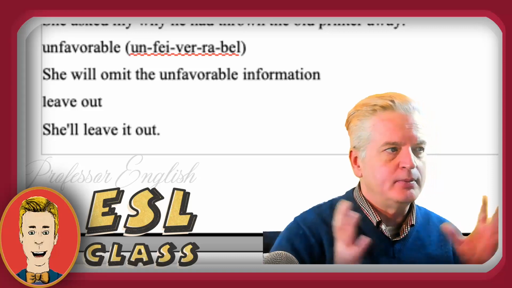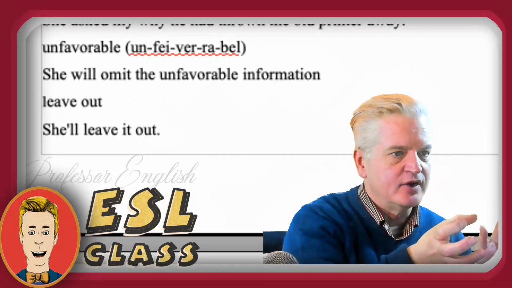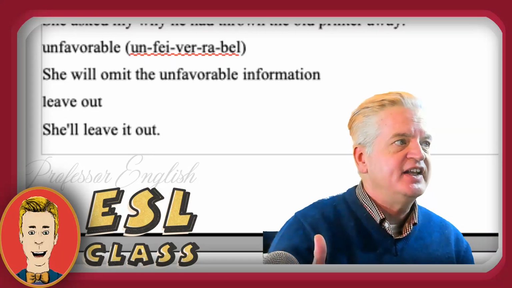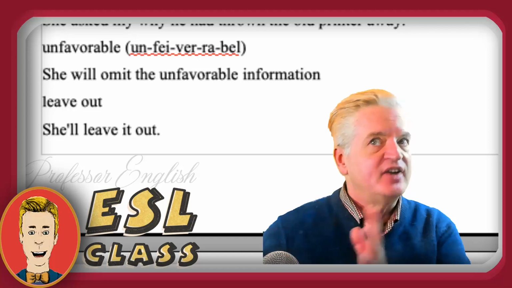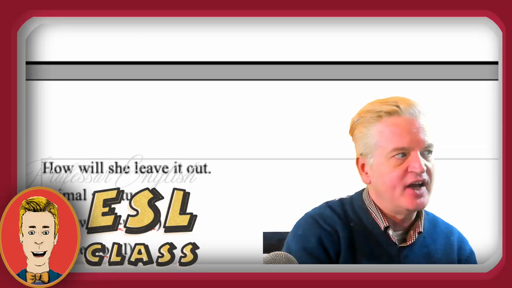This is a separable phrasal verb, so you can put the object inside the verb. Let's do the inside position. She will leave the unfavorable information out. She'll leave the unfavorable information out.